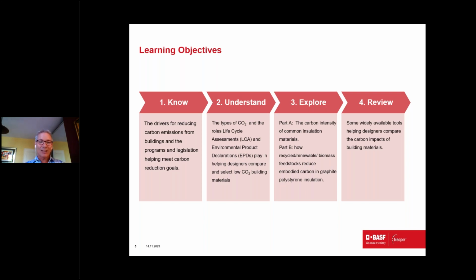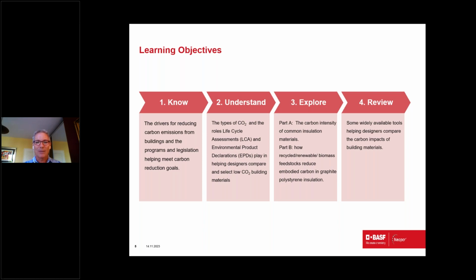And most importantly, though, item number one, we want you to know about why is all this stuff around energy efficiency and sustainability, and most importantly, carbon, such a big deal right now. So we'll talk about that quickly. I think most of you probably understand that already by now. Number two, we're going to try and help you understand a little bit the various types of CO2, how life cycle analysis rolls into environmental product declarations, and how that rolls into you being able to make great material selections, regardless how you use these tools across any product.